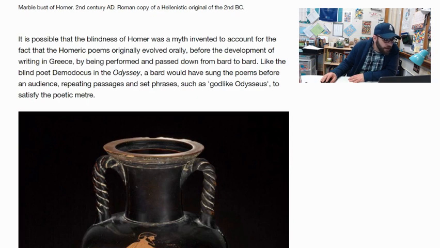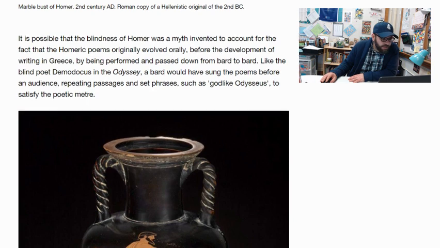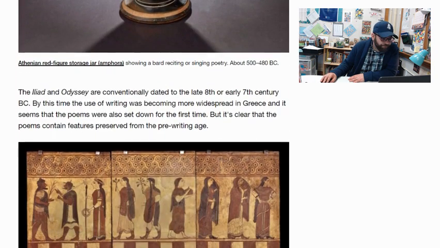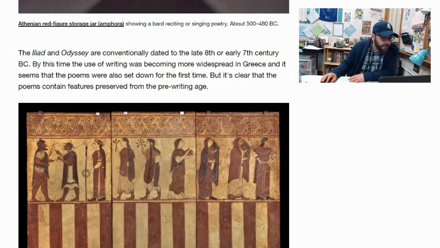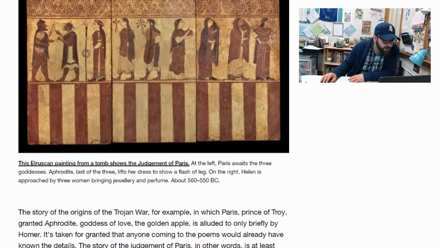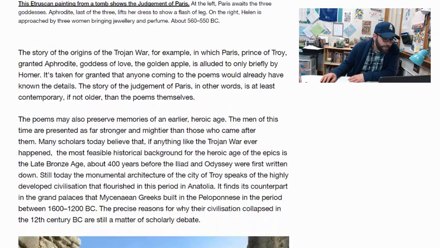Like the blind poet Demodocus in the Odyssey, a bard would have sung the poems before an audience, repeating passages and set phrases such as godlike Odysseus to satisfy the poetic meter. The Iliad and the Odyssey are conventionally dated to the late 8th or early 7th century BC. By this time, the use of writing was becoming more widespread in Greece, and it seems that the poems were also set down for the first time. But it's clear that the poems contain features preserved from the pre-writing age.